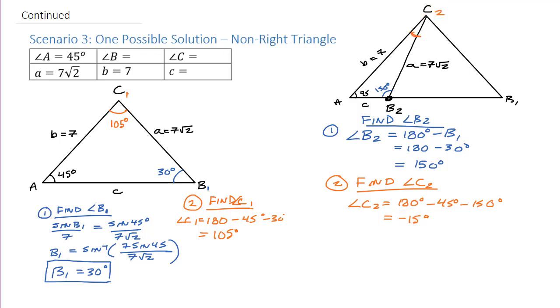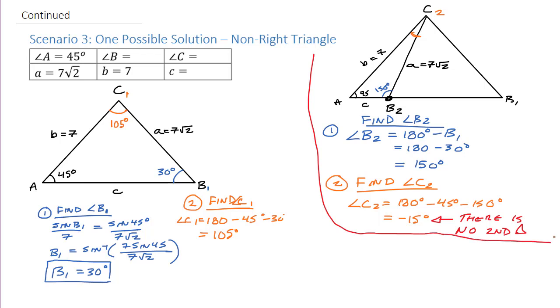So that tells me right off the bat, there is no second triangle, because it's impossible. You can't have a negative angle, right? So there we go. Long story short, this case just doesn't exist. We only have one possible triangle. Now we're going to do one more example after this where there is a second triangle.